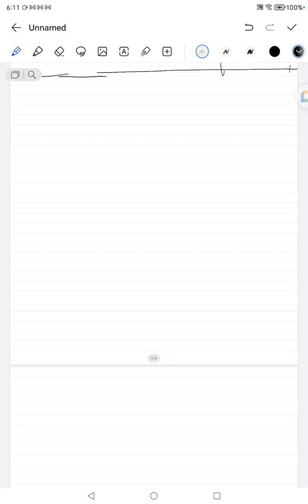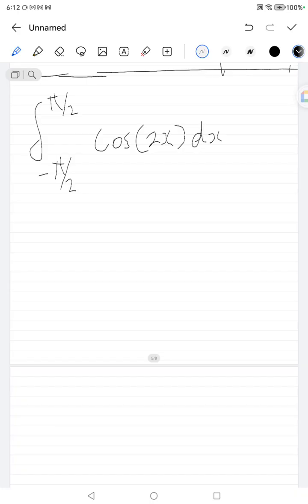So we had, what was that? Okay, we had this. Then it was pi over 2. Then this side is minus pi over 2. Then we had cos of 2x dx. Okay. Then now we go and follow the same procedure.